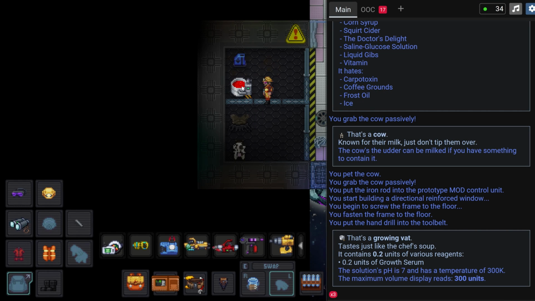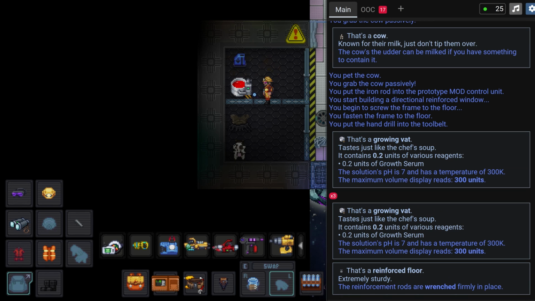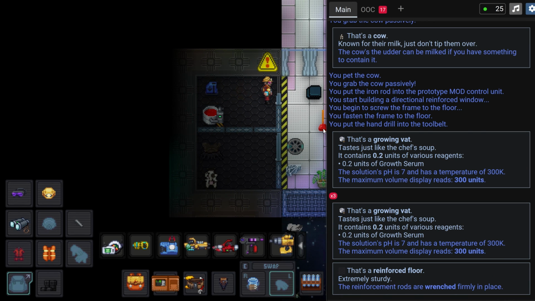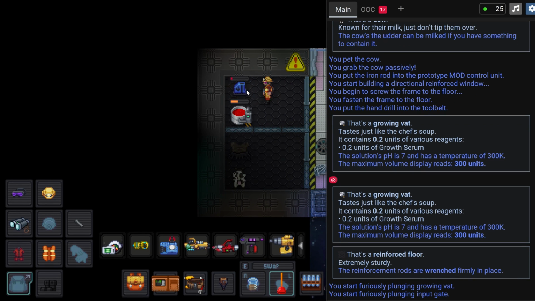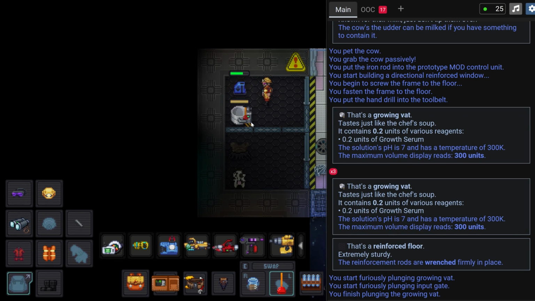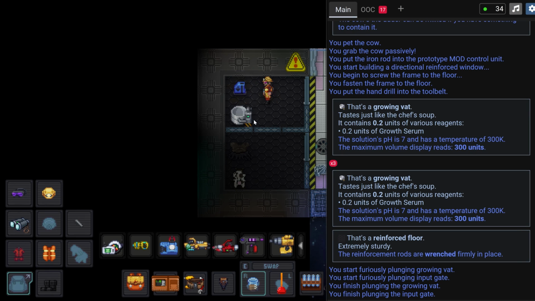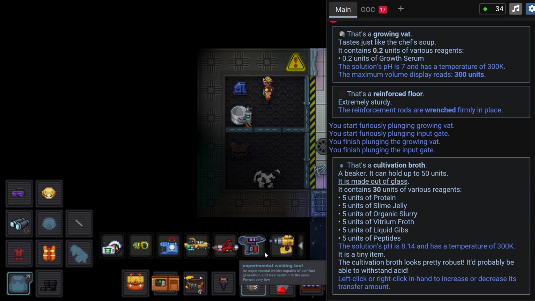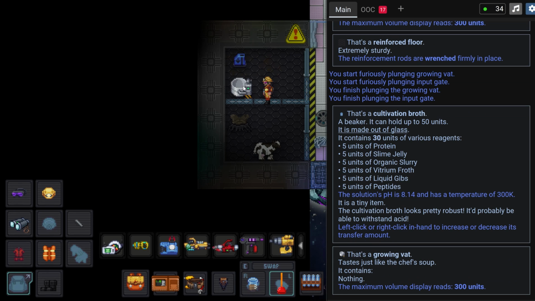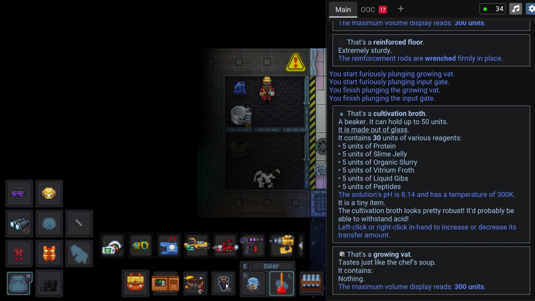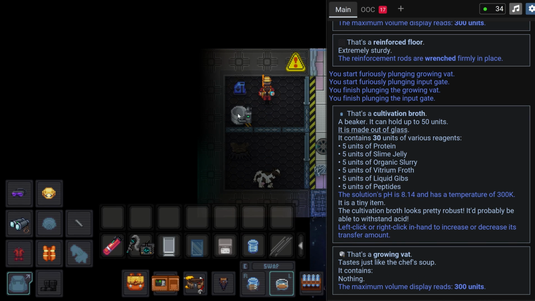Okay, so this growing vat ran out of reagents, and it was not enough for the second cow, unfortunately. But let me use plunger and try the second type of cells. So I'll clear everything and try to spawn this second type of organism. The cells are still there, but let me try to use it once again just to be safe.